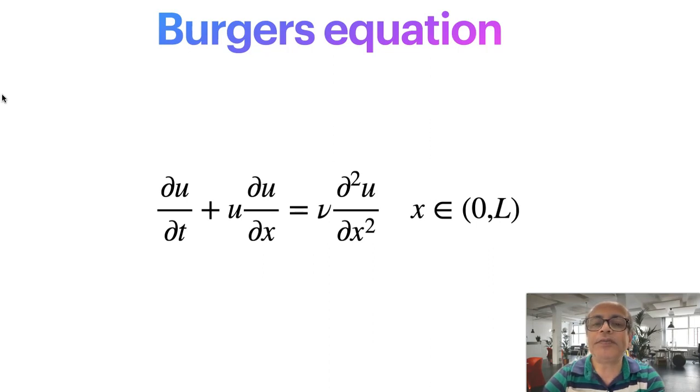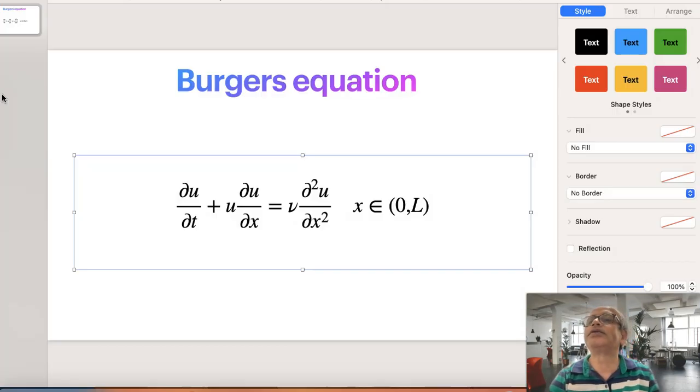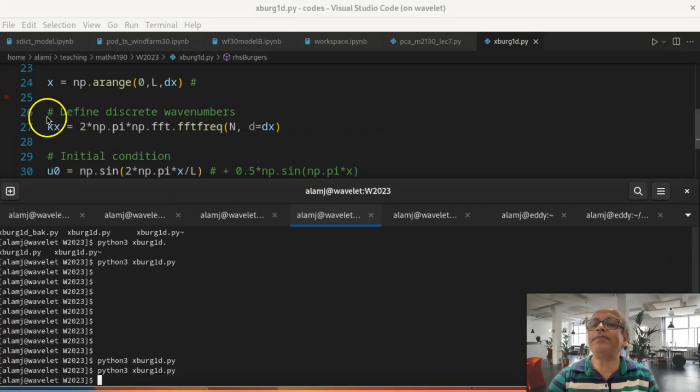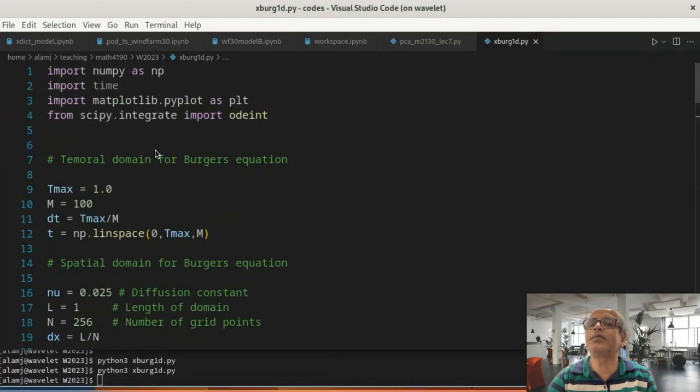And we are going to use the periodic boundary condition, meaning that we want to set the value of u, which is the dependent variable, the solution of Burger's equation, at x equal to 0 to be the same as the value at x equal to L, and we are going to use a sinusoidal initial condition. Okay, so let's take a look at the computer code, which is very standard Python code.